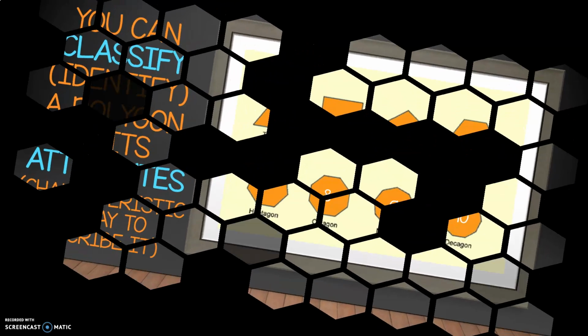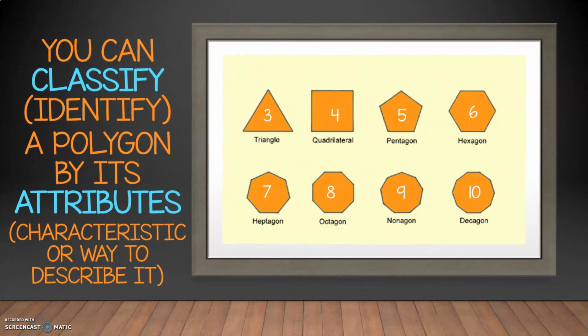In this video, we learned that there were different names for polygons. You can classify or identify and name a polygon by its attributes, which are the characteristics or ways to describe it. The video showed us that each of our polygons have a different name based on the number of sides and angles that we have. Triangles have 3 sides and angles. Quadrilateral has 4 sides and angles.